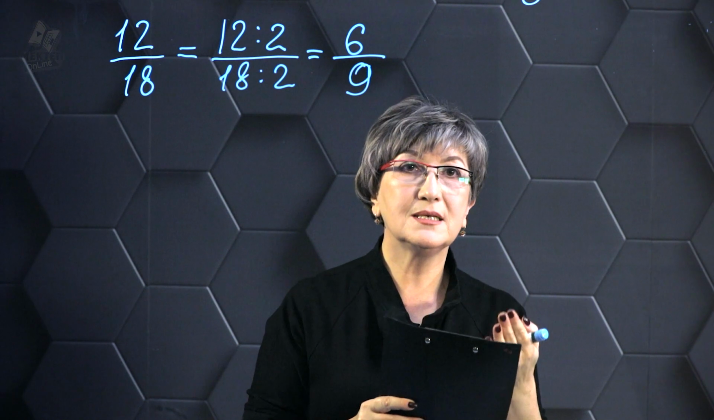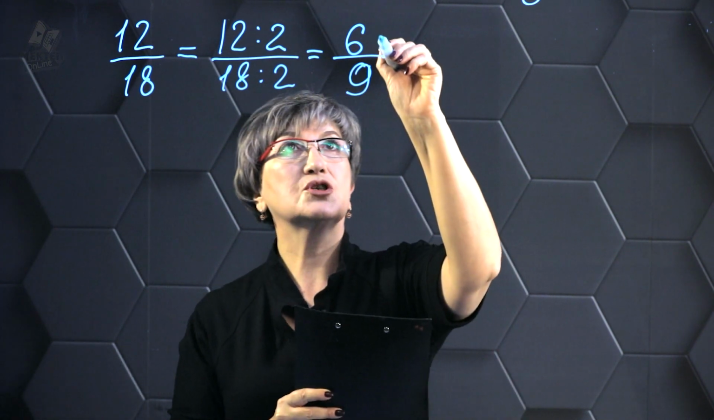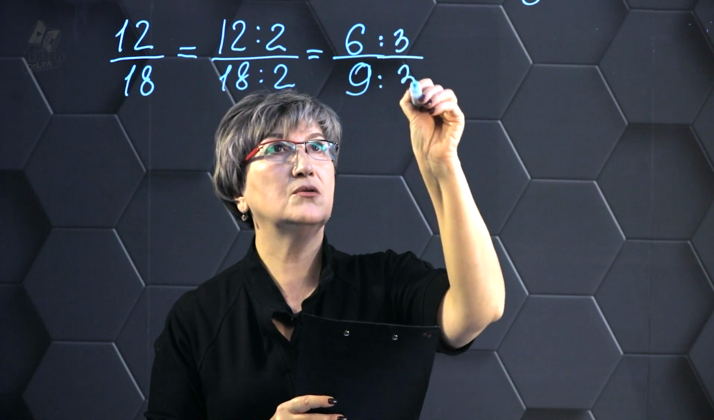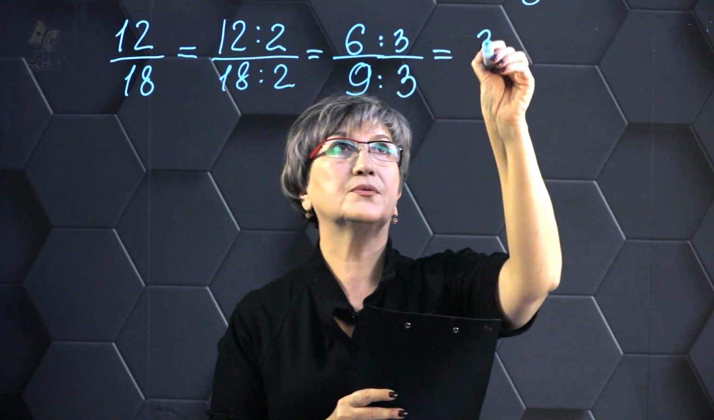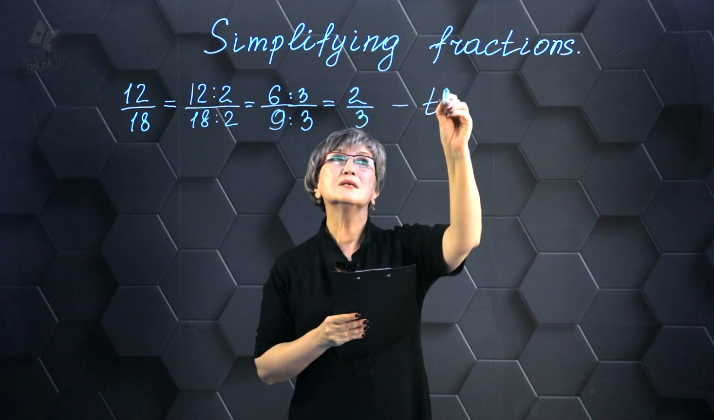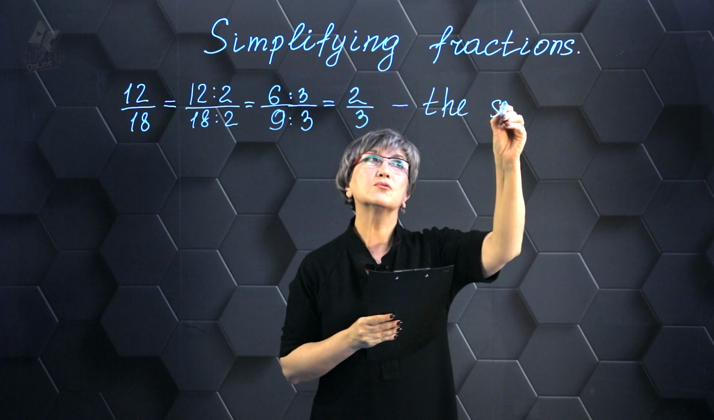This shows that 6 and 9 share more than one divisor, and 3 is one of those divisors they have in common. And I will also divide 9 by 3. Consequently, I obtain 2/3 as the outcome. And this, folks, is an irreducible fraction that cannot be simplified.